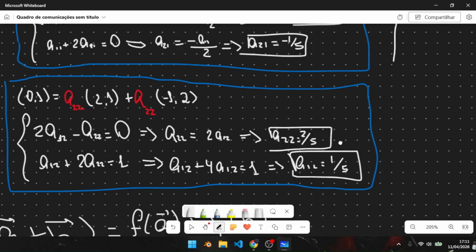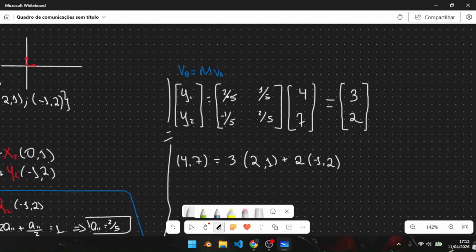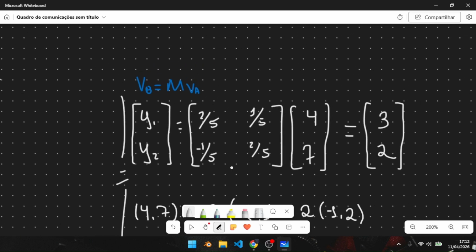Wait, where am I? There we go. Here, you can build the change of basis matrix, which is this one. So now we can have the vector B, which is what you're trying to look for, is the change of basis matrix, which we just got, times the vector A, which was given in the beginning of the exercise. All you have to do now is multiply this.